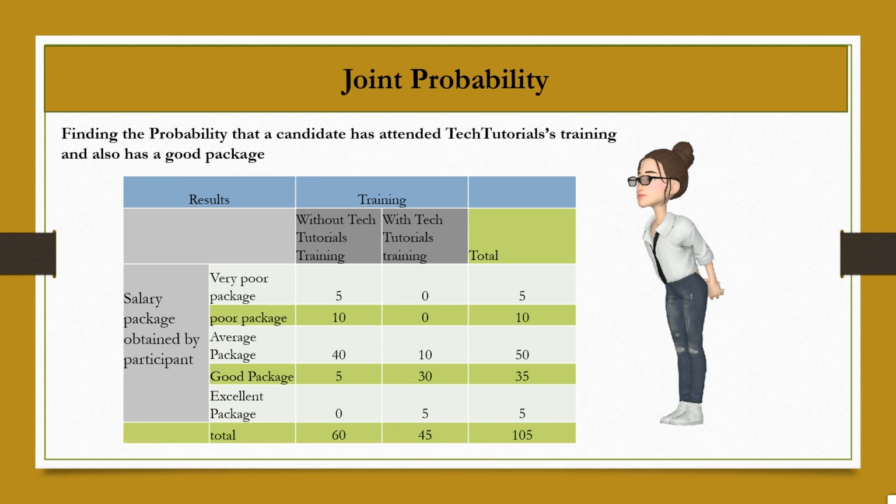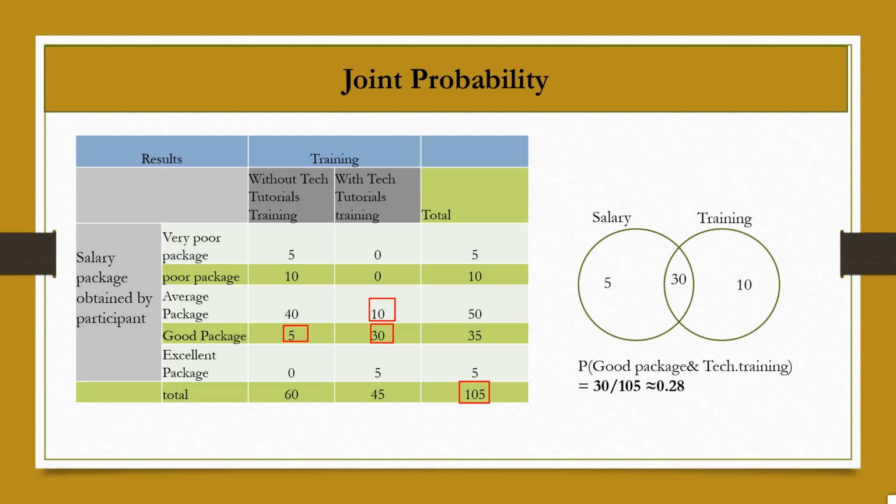The next question is to find the probability that a candidate has attended tech tutorial training and also has a good package. Now this is obviously a joint probability problem. So how do you calculate this? Since our table is quite well formatted, we can directly find the people who have gotten a good package along with tech tutorial training, which is 30. So out of 105 people, 30 people have training and a good package.